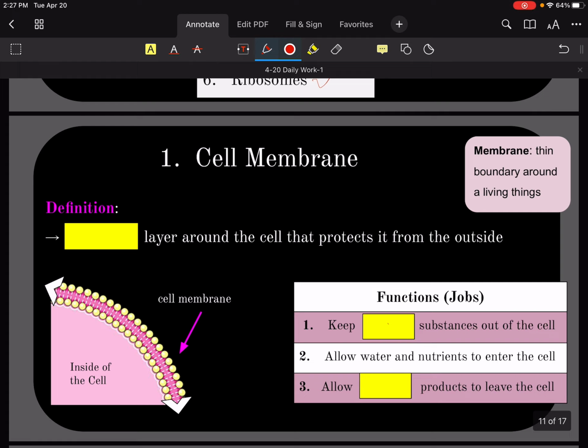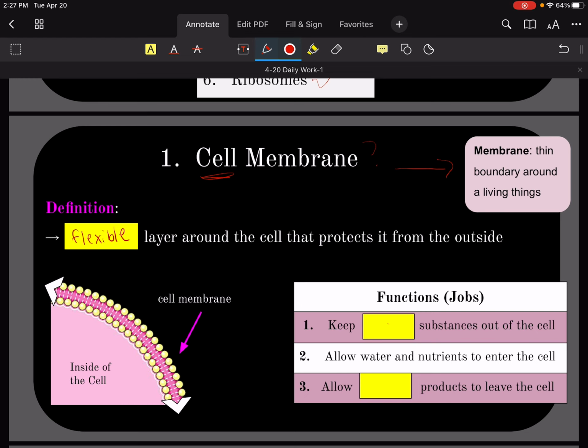Now, the cell membrane. So we know what a cell is, but what's a membrane? A membrane is a thin boundary around a living thing. So think of it as a thin or flexible layer around a cell that protects it from the outside. So essentially, you're putting this coat around a cell to keep it safe from everything else that's happening around it.